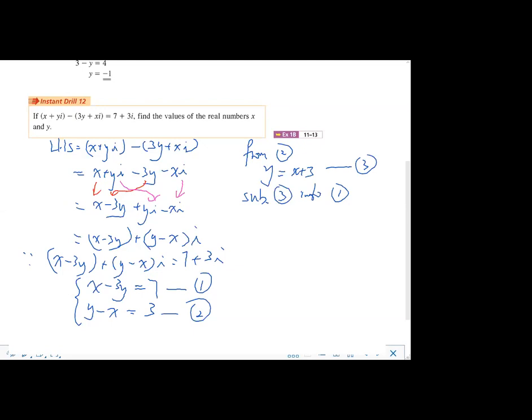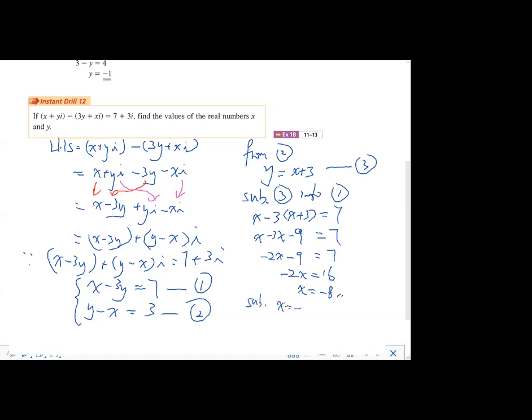So equation 1 is x minus 3y, but we do not write y anymore because y will be changed to x plus 3. Then we just remove the bracket. Be very careful about the negative bracket. You need to multiply the negative 3 to the x and to the 3. So minus 3x minus 9 is equal to 7. Then negative 2x minus 9 equals 7. Negative 2x is equal to 16, and x is negative 8. So that is the answer of x.